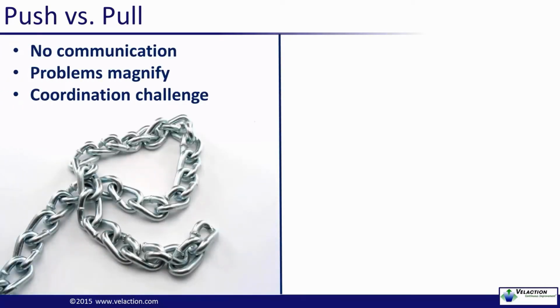Let's compare the two ways work flows by thinking of a chain. Imagine trying to push a chain. If the chain was long enough, the person at the other end would have no idea you are trying to push it. As a result, you may continue to feed chain even if something is going wrong. That tends to compound problems. And because of the lack of communication, any changes to the production plan forces excessive coordination.